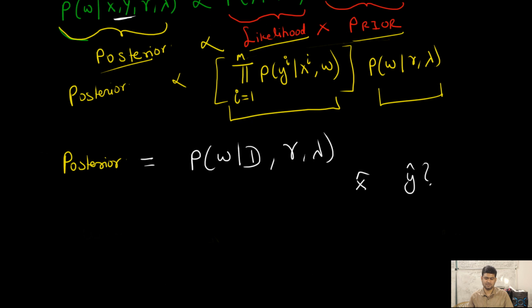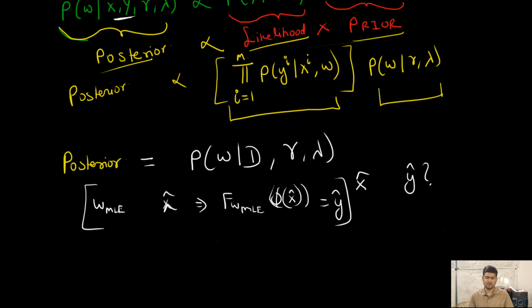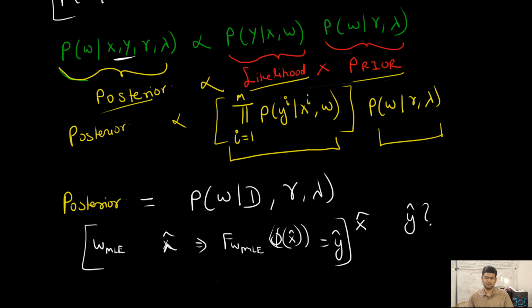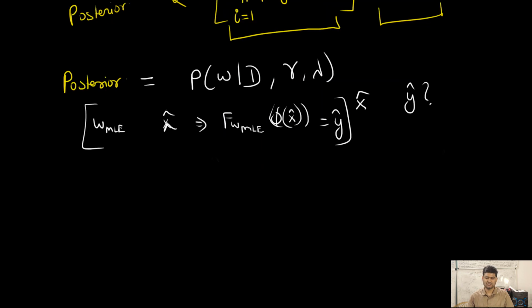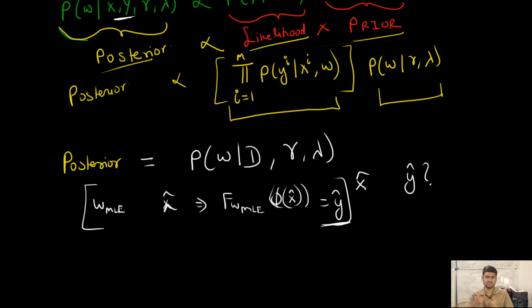In the earlier case, when we used the MLE estimate, we saw that we could compute the estimate WMLE, and when there was a new input variable x hat, we could just plug this x hat into the function with WMLE and phi of x hat to obtain the resultant y hat value. But now the advantage of this Bayesian formulation is that instead of getting a single y hat prediction value, we can get the entire distribution over all the possible values of y hat.